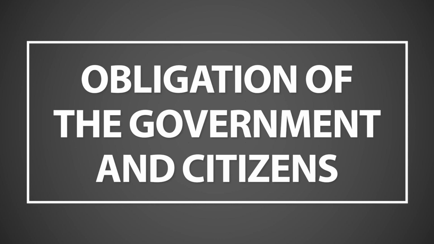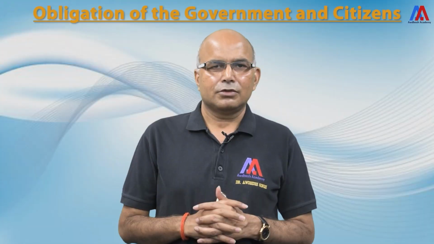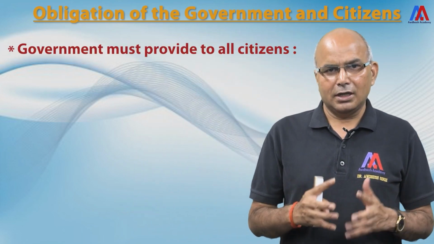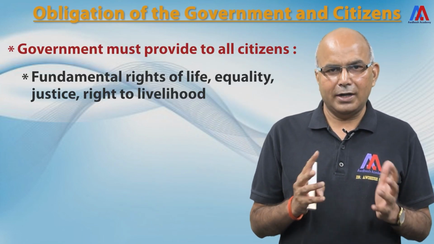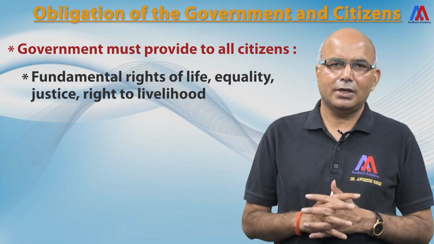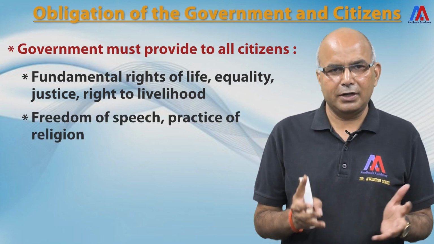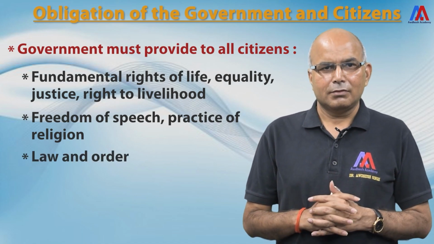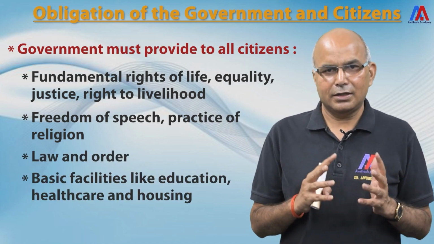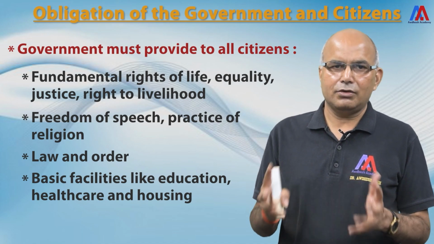Now, let's understand what are the obligations on the part of government and on the part of citizens. So first of all, let's understand what are the responsibilities of the government. The government must provide to all citizens the fundamental right of life, equality, justice, right to livelihood. It should provide freedom of speech, practice of religion. It should provide law and order. It should provide basic facilities like education, healthcare, and housing.